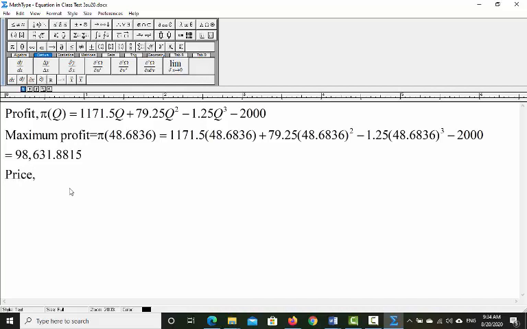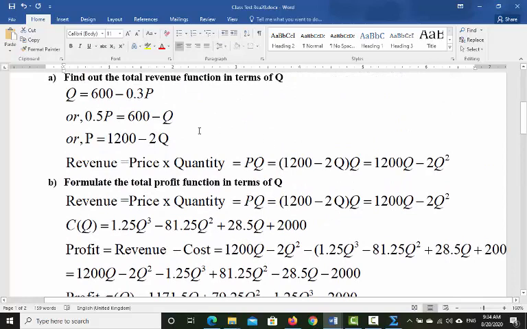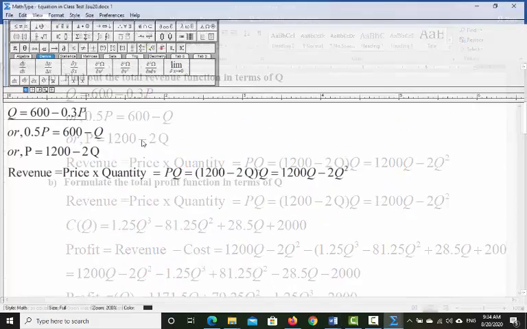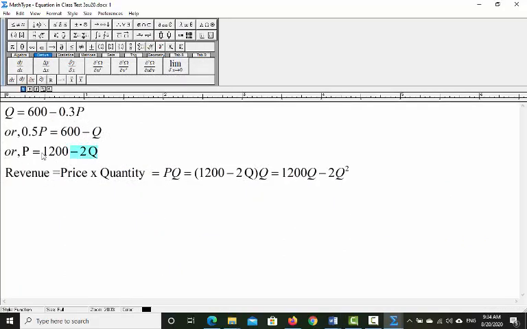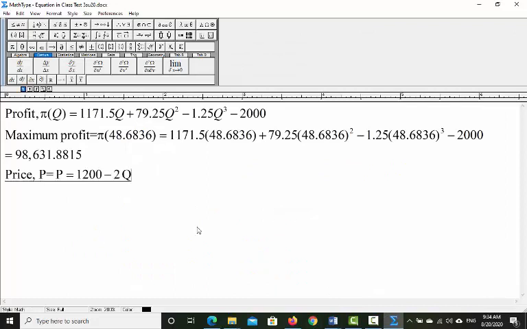Alright, anyway, the question is asking us to find out the value of price also. So let us get the price function first. This is the price function. P is equal to 1200 minus 2Q.